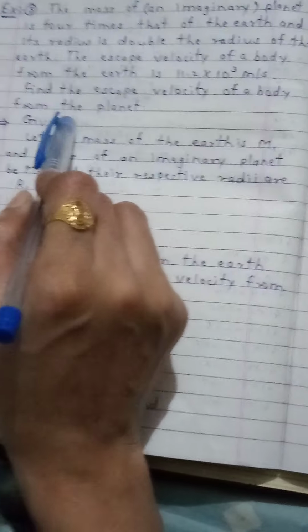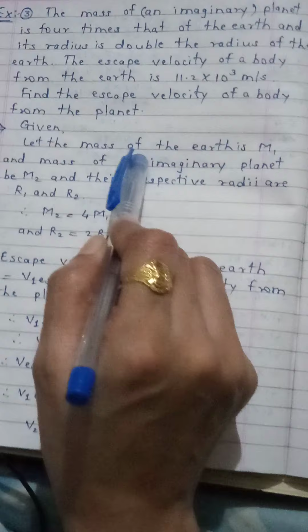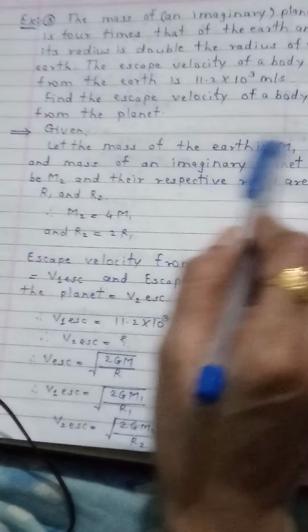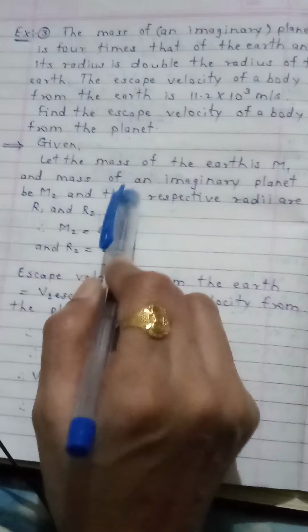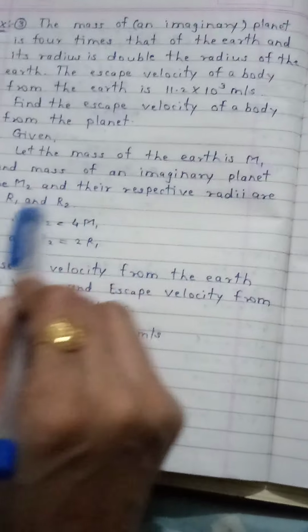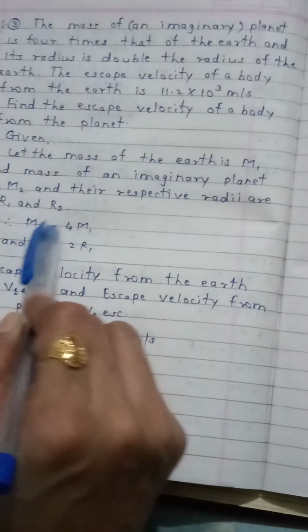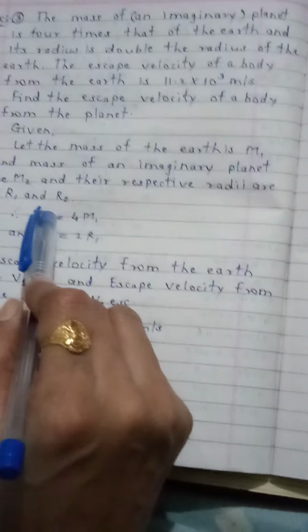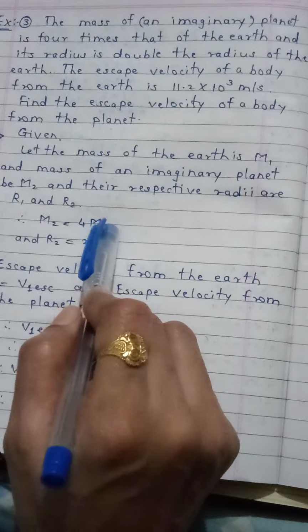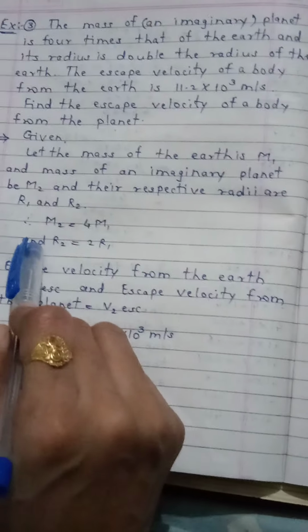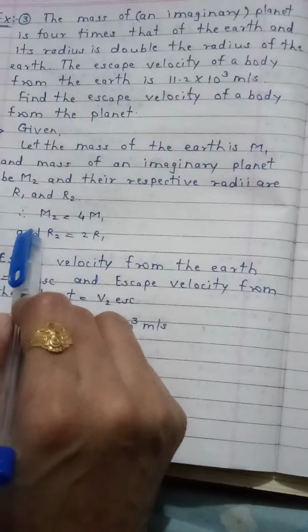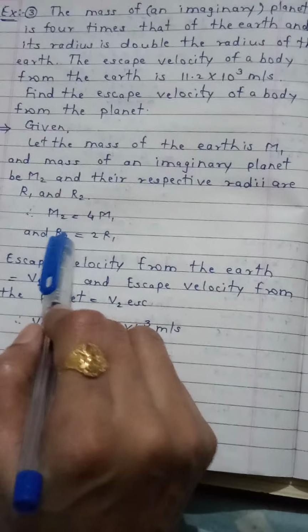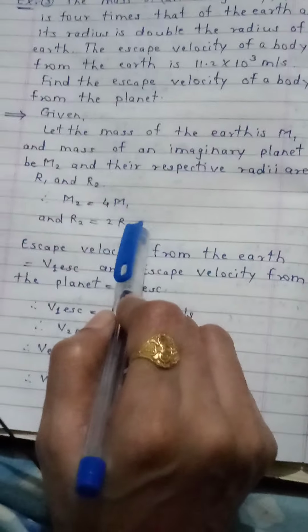For this, the given things are: let the mass of the Earth be m1 and the mass of the imaginary planet be m2, and their respective radii be r1 and r2. Therefore, m2 is equal to 4m1 because the mass of the planet is 4 times that of the Earth, and its radius is double the radius of the Earth. Therefore, r2 is equal to 2r1.